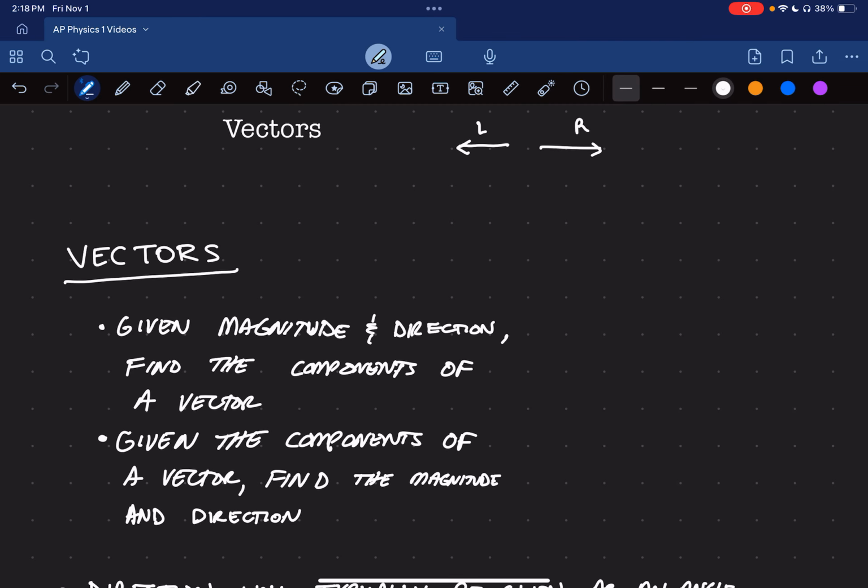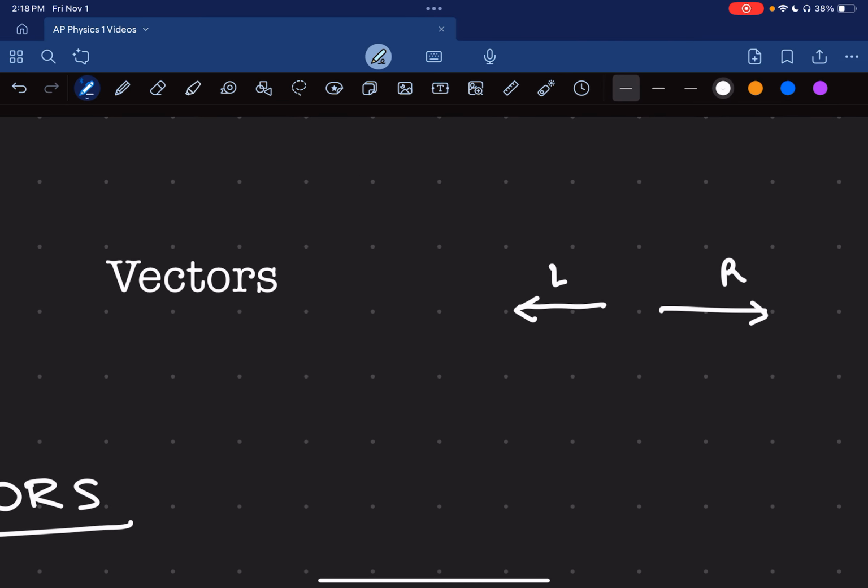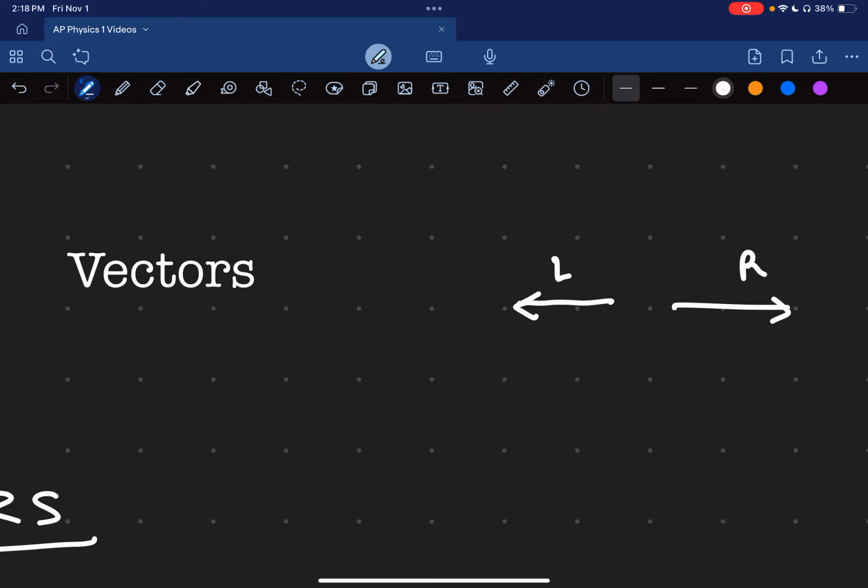Okay, this is the lesson on vectors. We've used vectors in kinematics already. When an object goes to the right, and we know sometimes it goes to the left, if it goes to the right, we can say its velocity is positive.